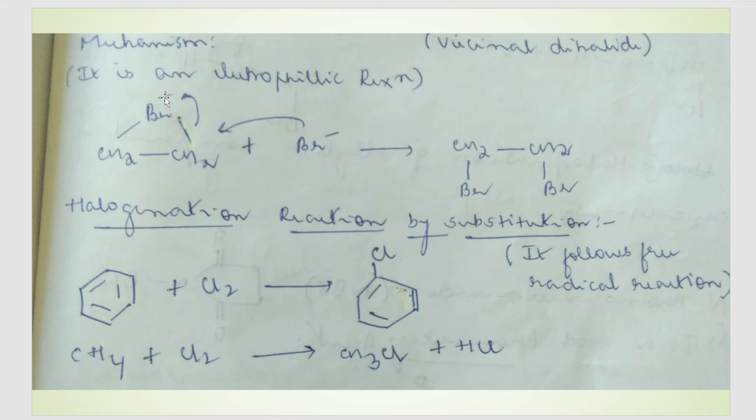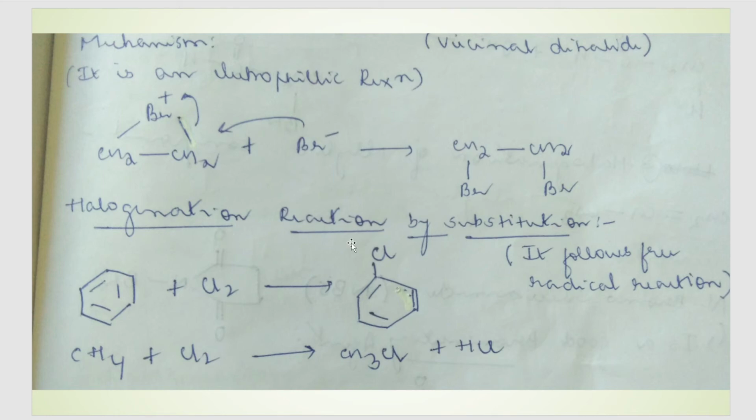Okay, so the bromine having a plus charge will come and attach onto this carbon having a minus charge. Next, since this carbon has a plus charge on itself, or it is electron deficient, it takes up the other bromine having a minus charge and there is a formation of a vicinal dihalide. So it is a simple electrophilic reaction.